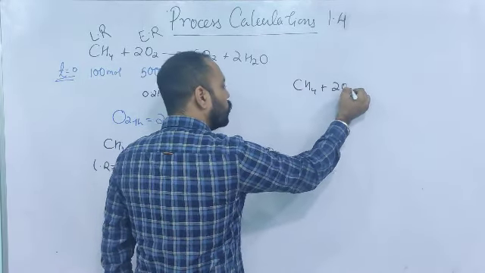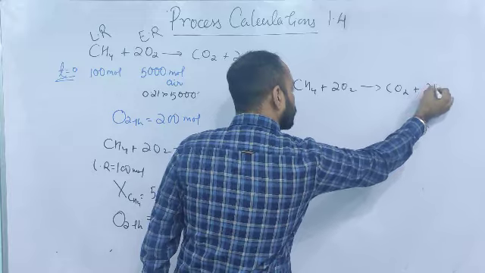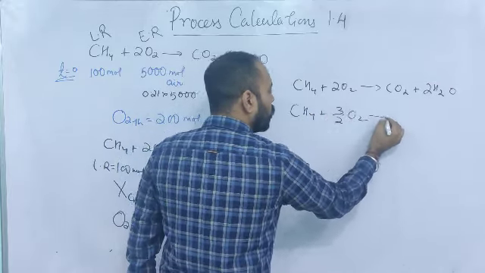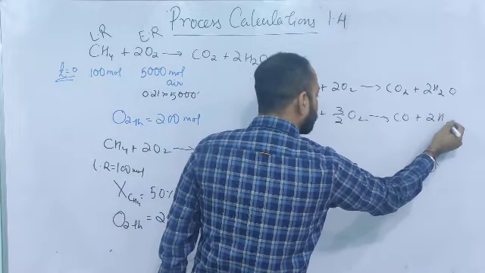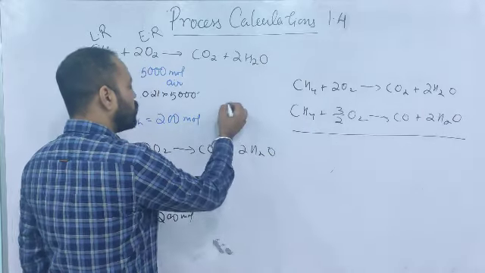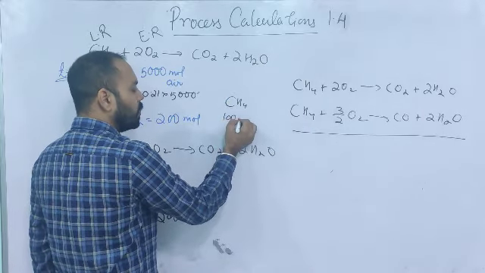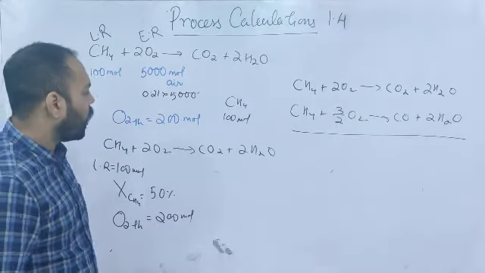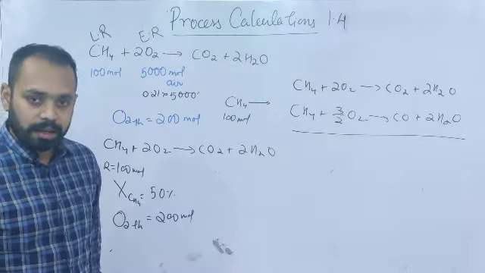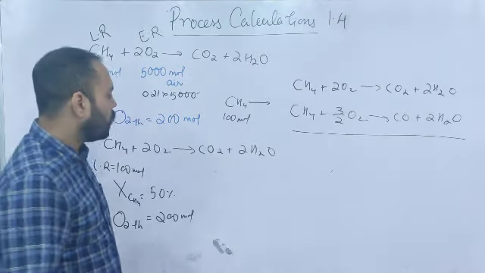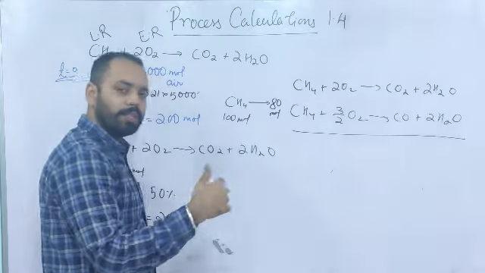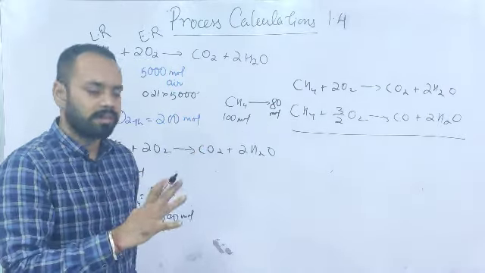CH4 plus 2O2 giving you CO2 plus 2H2O, and suppose a side reaction is also taking place: CH4 plus 3/2 O2 giving CO plus 2H2O. I hope the reaction is balanced here. You can check. Fine. Suppose initially we had 100 moles of methane and 80% of this methane is reacting. So if 80% methane is reacting, how many moles of CH4 are reacting? We'll say, okay sir, 80 moles react. Where are the remaining 20 moles? They will be there in the products. Fine.